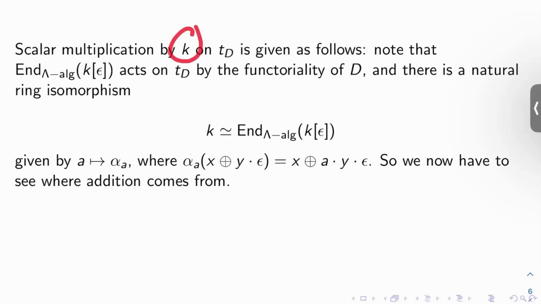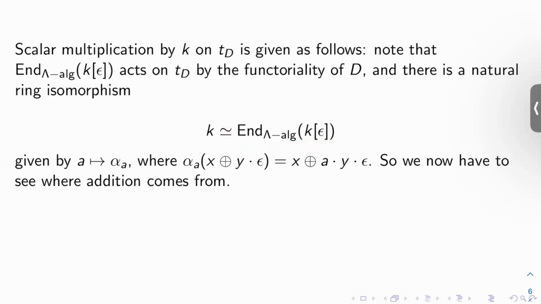Scalar multiplication by K on T sub D is given as follows. Note that the lambda algebra endomorphisms on the ring of dual numbers act on T sub D, essentially just by the functoriality of D. So I'll let you work that out. And there's a natural ring homomorphism, which is actually an isomorphism, between K and this endomorphism group.